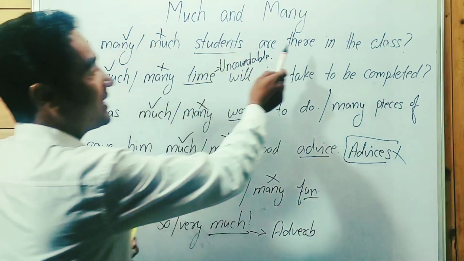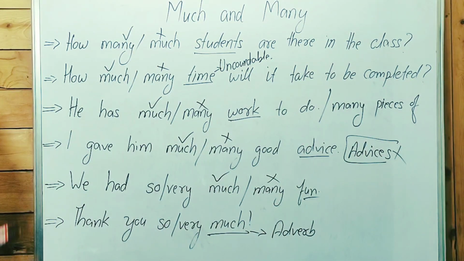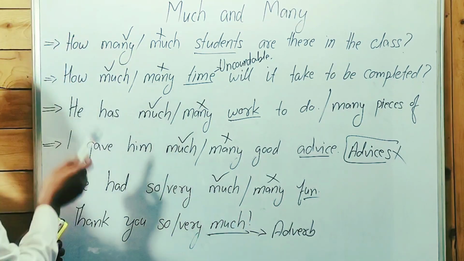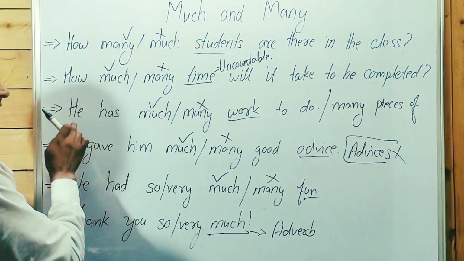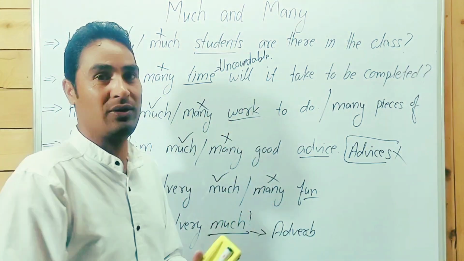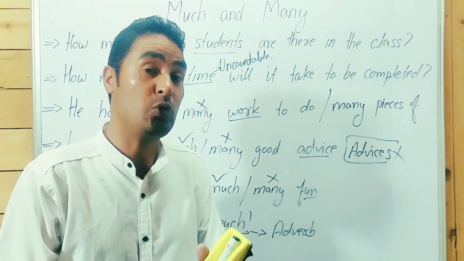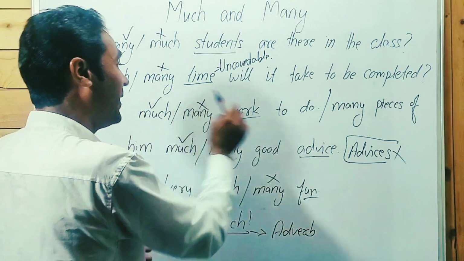How many students are there in the class? Student is a countable noun. That's why many is used in this sentence. How much time will it take to be completed? He has much work to do. He has many pieces of work to do. You can write that, but when we talk about without pieces of, you can use much work.